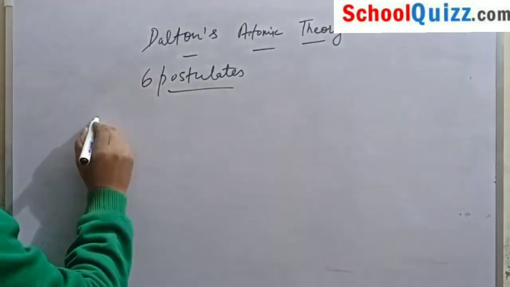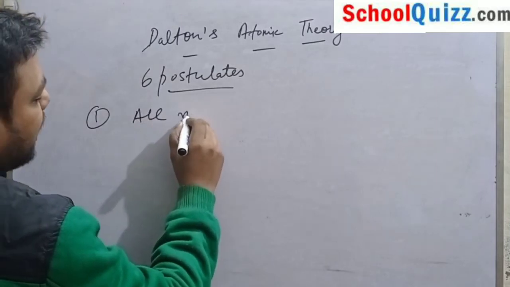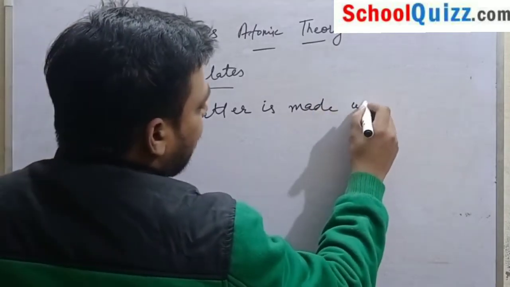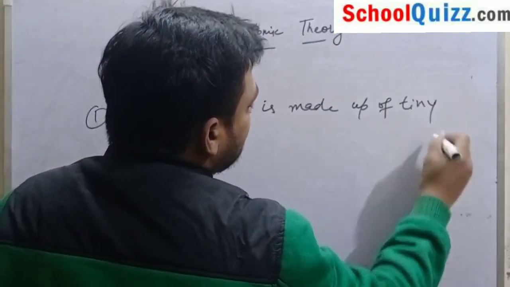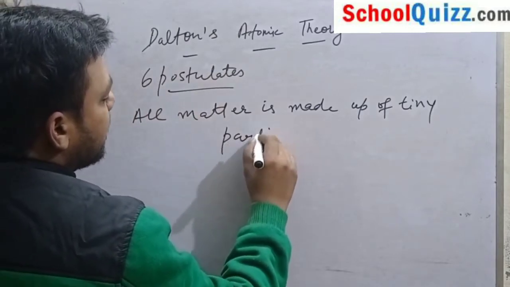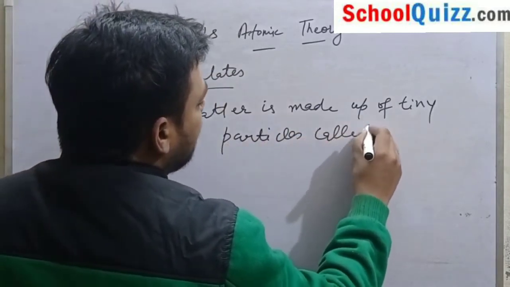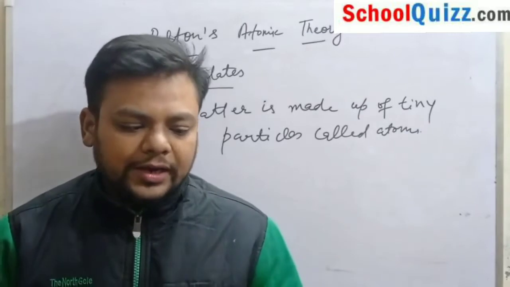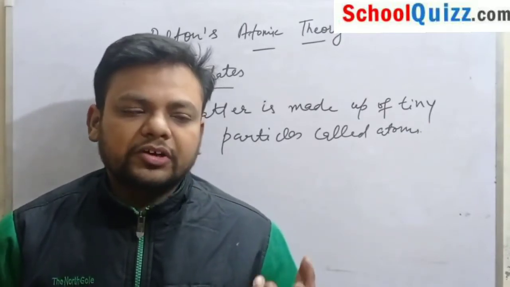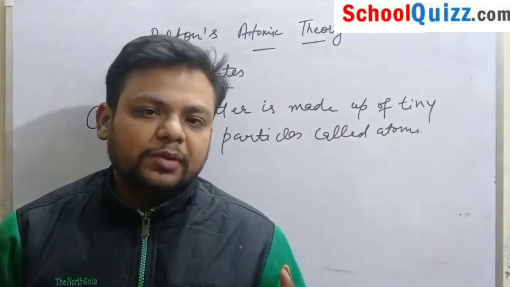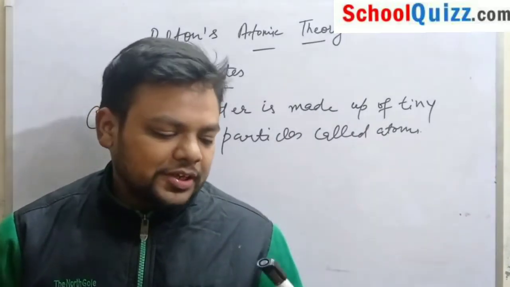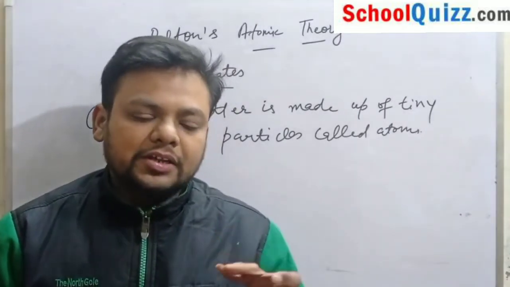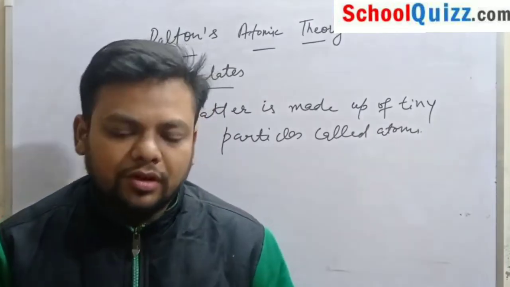First postulate is all matter is made up of tiny particles called atoms. As you already know, what is matter? Anything which occupies space and has mass is known as matter. For example, this marker is matter. This whiteboard is also matter. And matter is made up of very tiny particles called atoms.